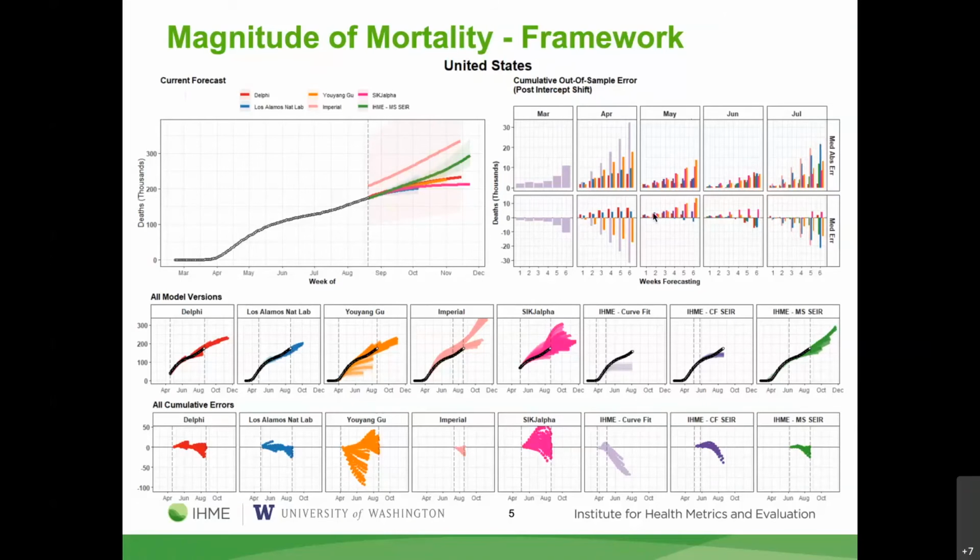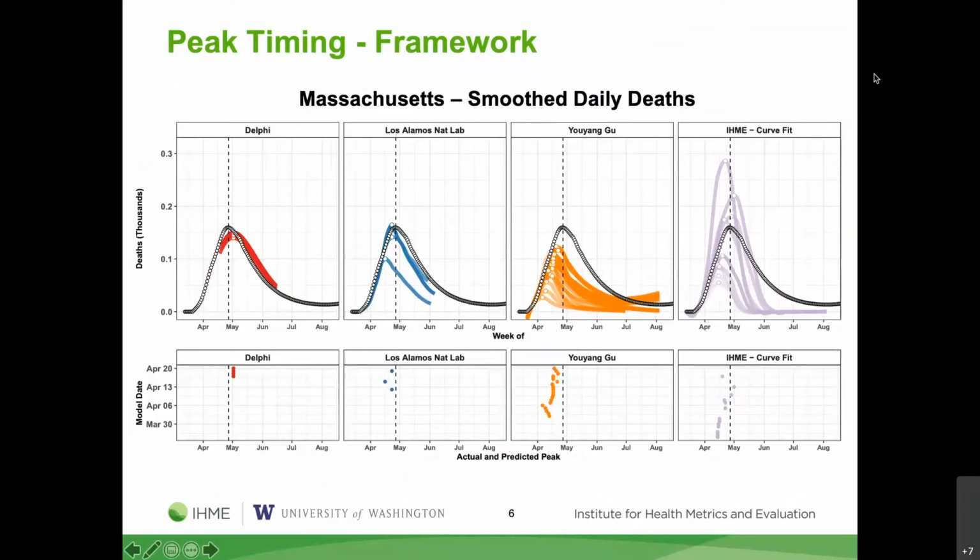This is another view that allows us to compare the peak timing, or what forecasts are saying about peak timing. Here, each model is overlaid, and each circle here is essentially what that model version at that time said would be the peak in this particular location.